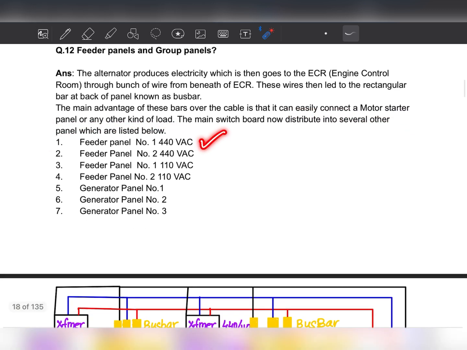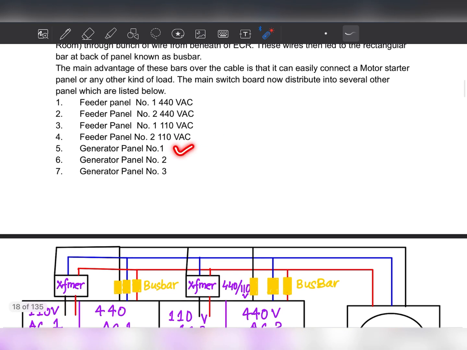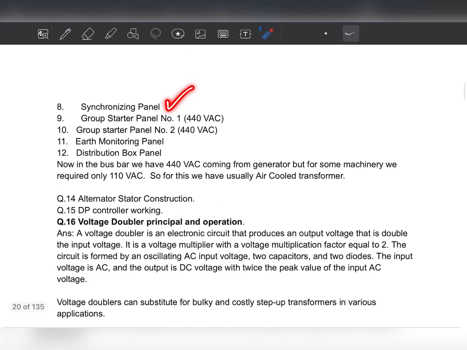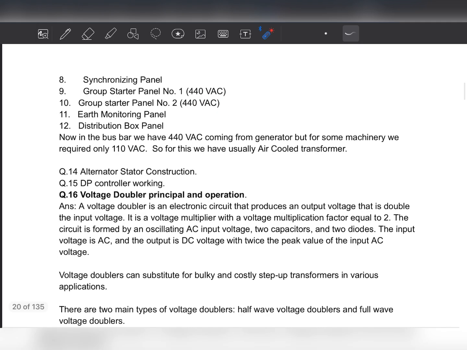Okay, feeder panel 1 is low voltage, feeder panel 2 is high voltage, also giving power to generators 1, 2, 3, where the air circuit breaker is connected, and the synchronizing panel also, and now connected with the group starter, earth monitoring, and distribution board. Okay, so you understand this.